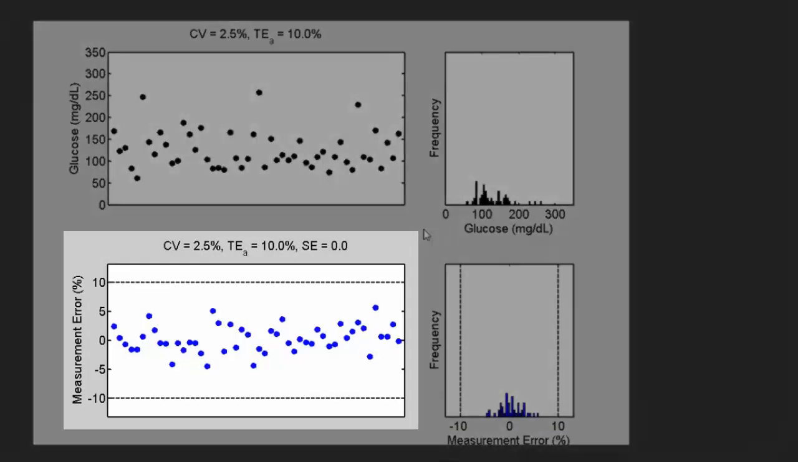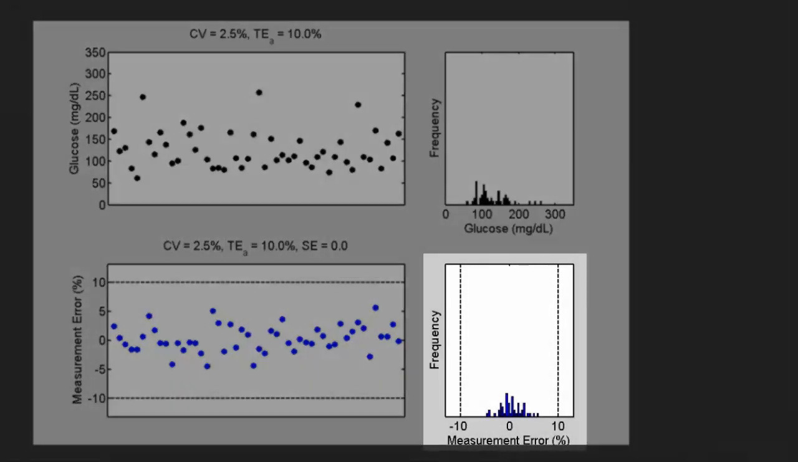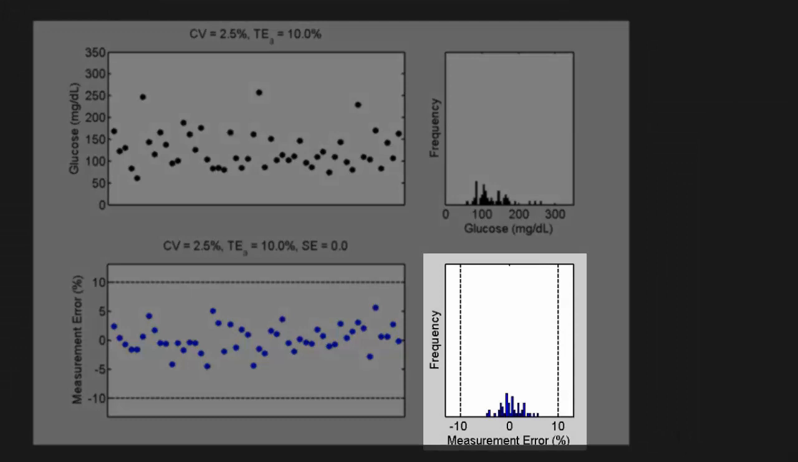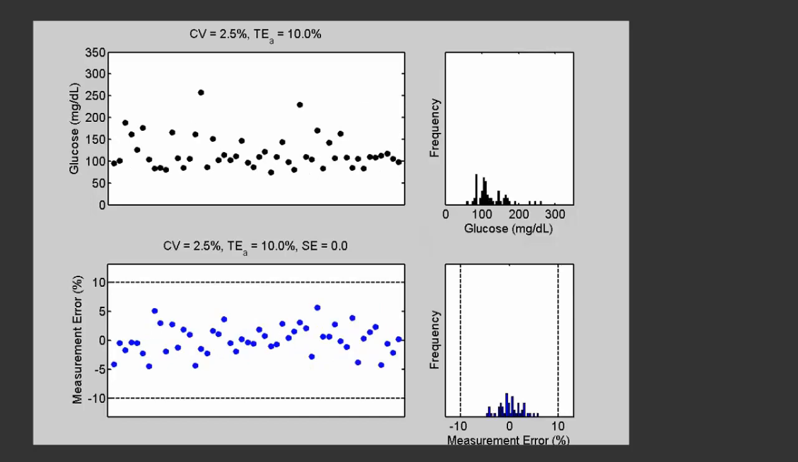Here we see the simulated measurement errors for the results displayed above. These were randomly generated, assuming a coefficient of variation of 2.5%. The lower right panel is a histogram of the measurement errors. Now let's continue to measure results.